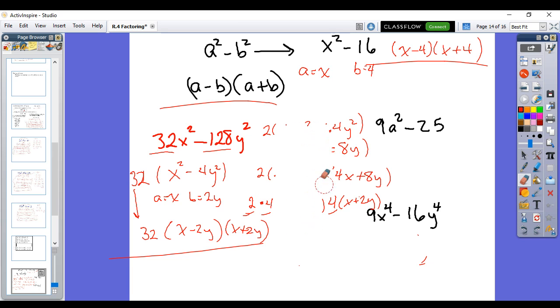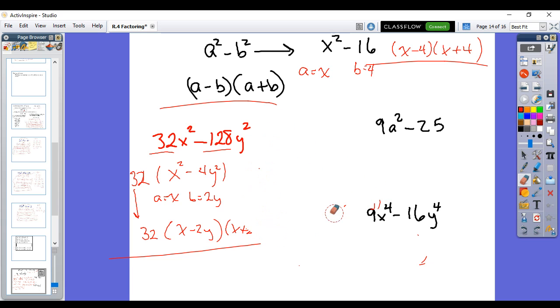All right, I'm going to erase this so we can work on these other two. Let's work on these last two. So you guys try it at home, and then I'll verify. So while I'm erasing, you guys try.